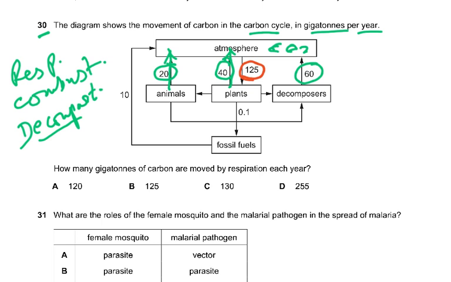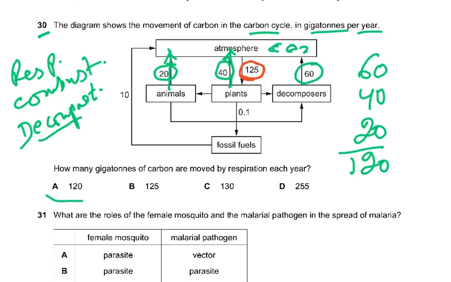Here we have plants, fossil fuel is 0.1. That's not plants respiring. Then fossil fuels are burnt and the carbon dioxide returned to the atmosphere. That is combustion, which is the 10. So if you add the 60, the 40 and the 20, this comes to 120. So the answer is A.